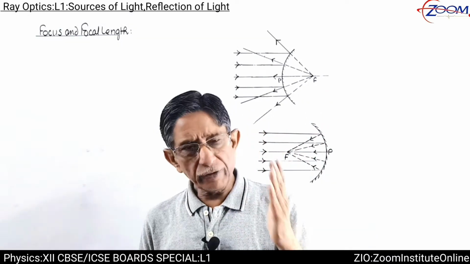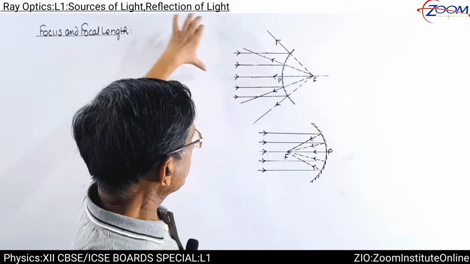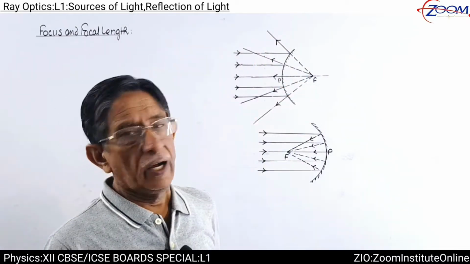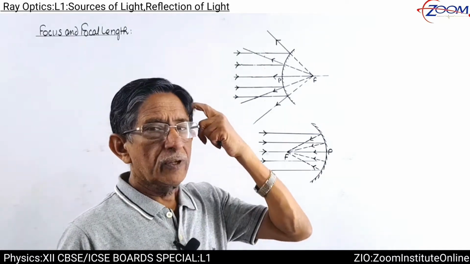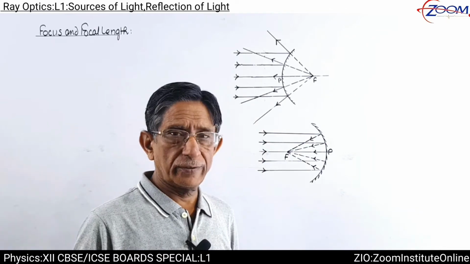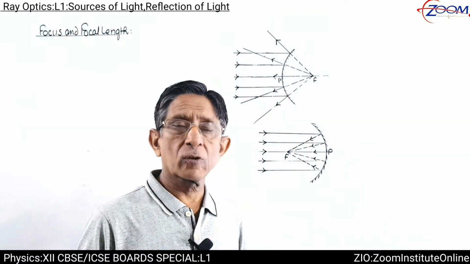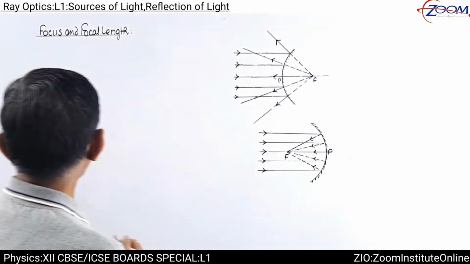In case of convex mirror, rays coming parallel to principal axis, after reflection from the mirror, appear to diverge from a point, and the point is behind the mirror. That point is called focus, from where the rays appear to diverge. And the distance between pole and focus is called focal length of the convex mirror. So what is focal length?